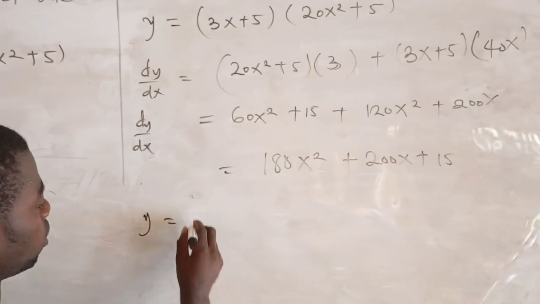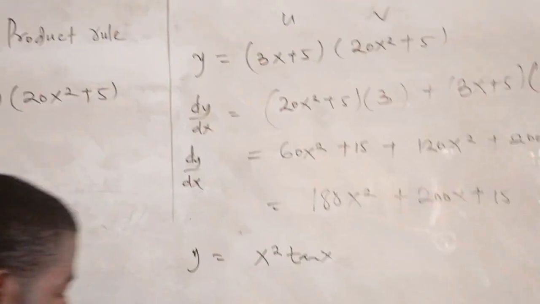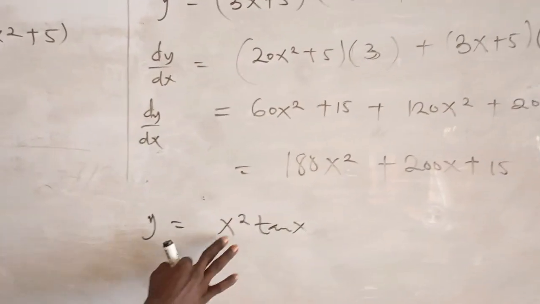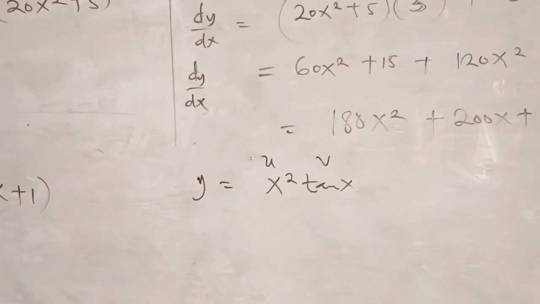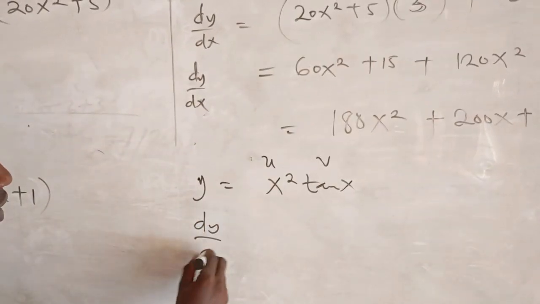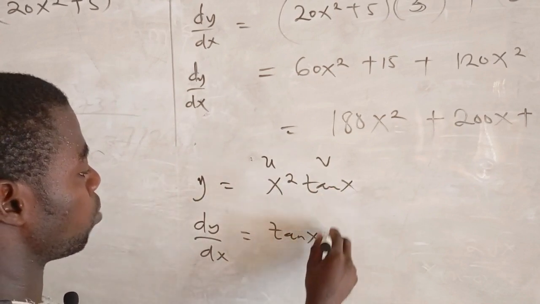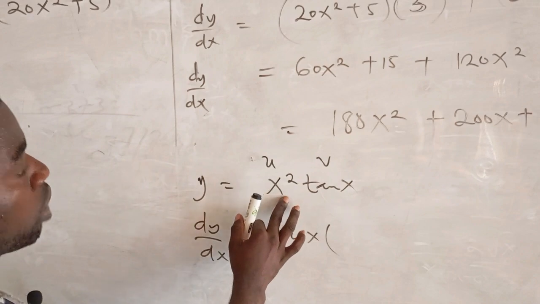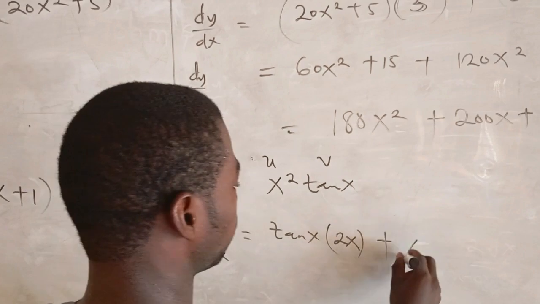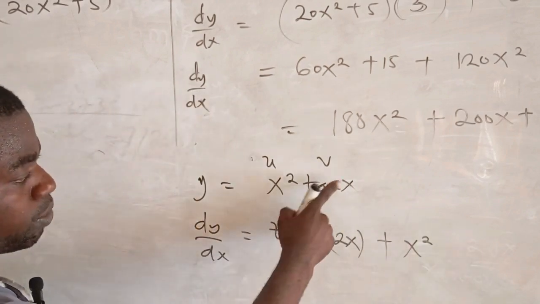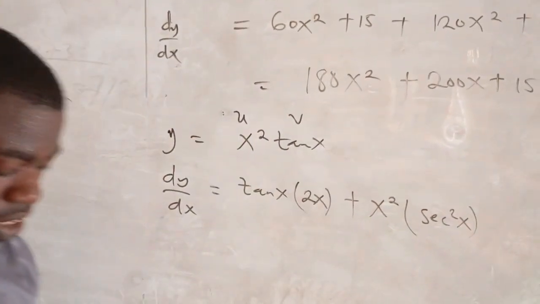y is equal to x squared tan x. So this is the product of two functions, x squared and tan x. So this is u and this is v. So by the product rule, dy/dx will be equal to v, which is tan x, multiplied by the derivative of x squared, which is the u. So this becomes 2x, plus u, which is x squared, multiplied by the derivative of tan x, and that will be sec squared x.